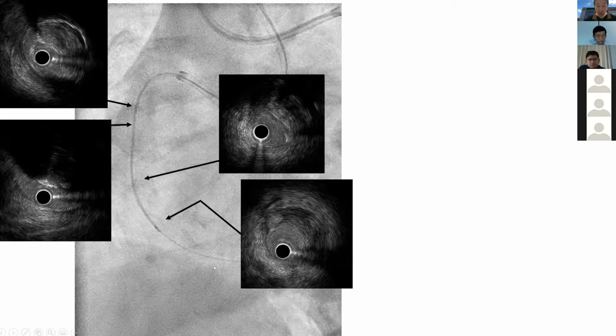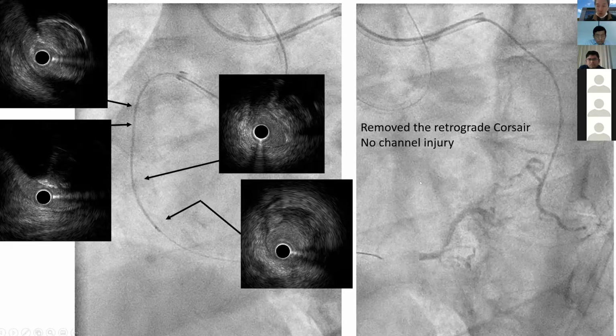So this case has a very tortuous collateral channel. I did not use the loop wire position because I could pick up the PD artery, so I wanted to remove the collateral channel Corsair. Because if we use a loop wire position, it's risky to break this artery. Anyway, no perforation here. And then I deployed a 3.0 by 33 millimeter stent.